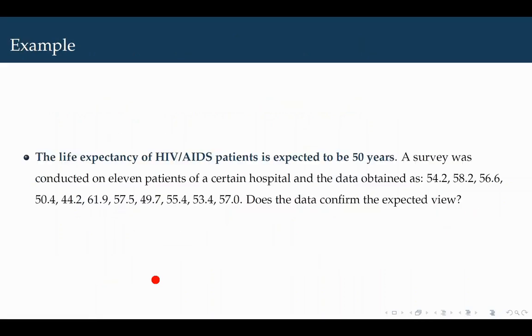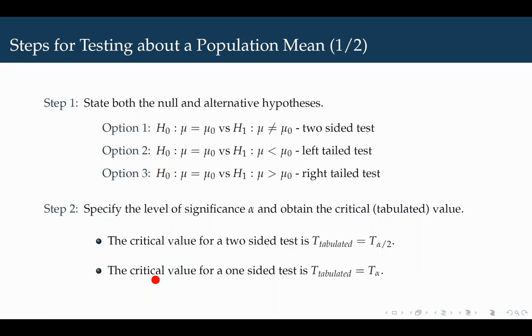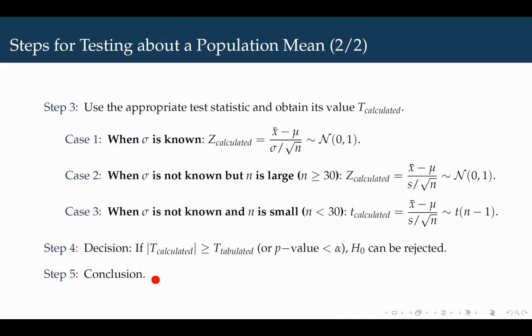So now let's consider an example to illustrate how we can conduct hypothesis testing following this procedure: stating the null and alternative hypothesis, and then specifying the level of significance and obtaining the critical or tabulated value, and then obtaining the calculated value of the test statistic, and by comparing the calculated value of the test statistic with the tabulated value, we'll decide whether to reject or not to reject the null hypothesis, and finally, based on our decision about H0, we'll have a conclusion.